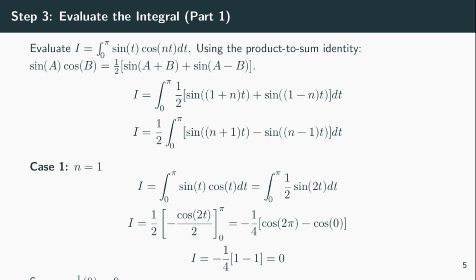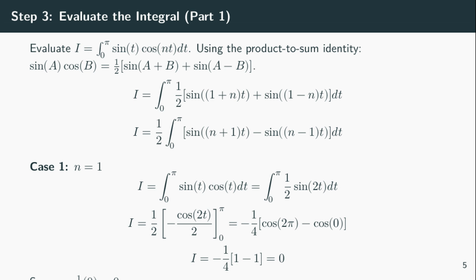Okay, let's evaluate this integral. We'll call the integral I, which is the integral from 0 to pi of sine of t times cosine of nt dt. We can use a product-to-sum trigonometric identity here. Sine of a times cosine of b is equal to 1/2 times the quantity sine of a plus b plus sine of a minus b. Applying this, our integral I becomes the integral from 0 to pi of 1/2 times sine of (1 plus n) times t plus sine of (1 minus n) times t dt. We can pull out the 1/2 and also rewrite sine of (1 minus n) times t as minus sine of (n minus 1) times t.